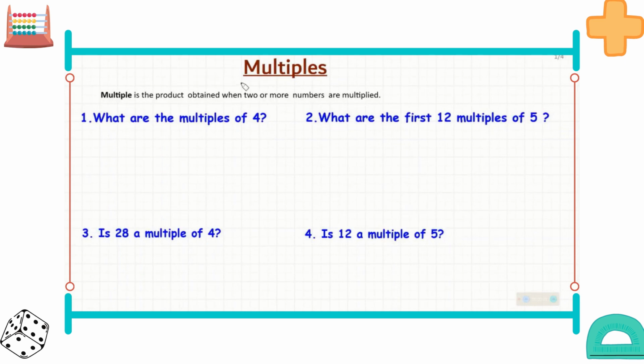Hello everyone. Last time we discussed factors. Today I'll be discussing multiples.